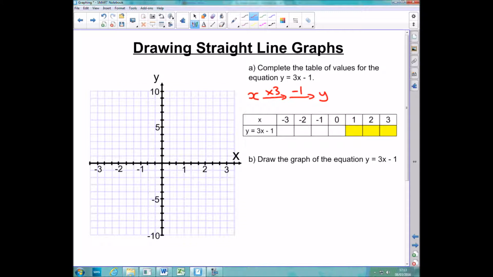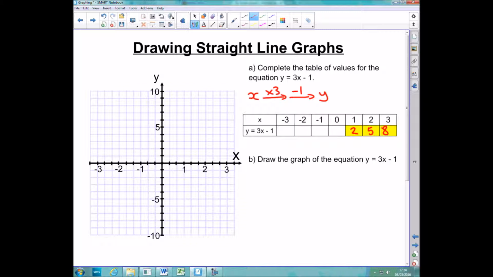So as you can see in the table, what I've done is I've highlighted 3 boxes, okay? And if you'll notice, these are the positive value boxes. So what I'm actually going to do is I'm going to fill these 3 in first. So first off, I've got 1 going into my function machine. 1 times 3 is 3. Take away 1 is 2. 2 times 3 is 6. Take away 1 is 5. And 3 times 3 is 9. Take away 1 is 8.